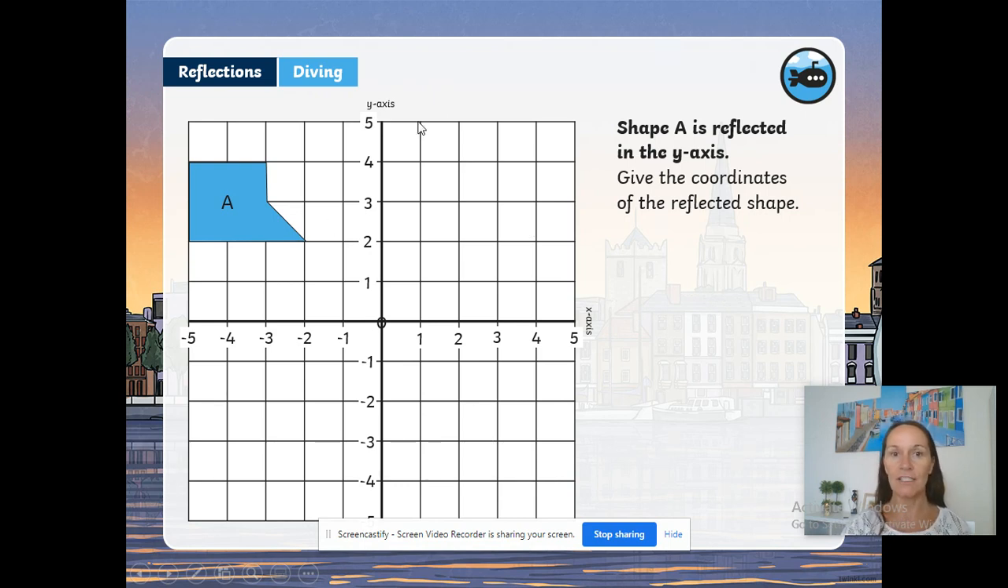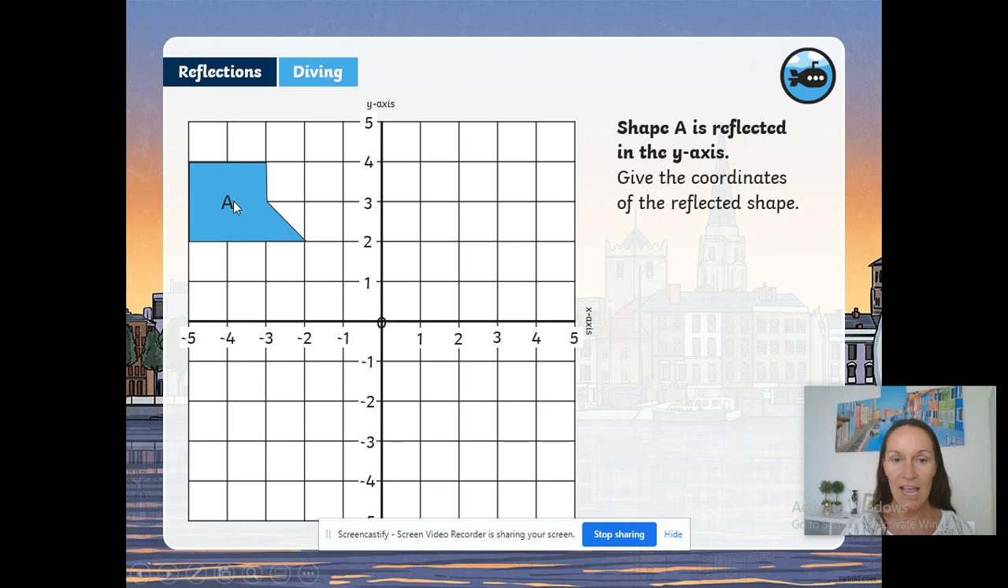Now, as you can see on this grid, we have a y-axis, and the y-axis is always the vertical line that goes down, and the x-axis is always the horizontal line that goes across. So when you're looking at shapes, for example, we have got here a 1, 2, 3, 4, 5-sided shape, which is a hexagon. It's not a hexagon, it's a pentagon. It's an irregular pentagon because not all of the sides are the same size.